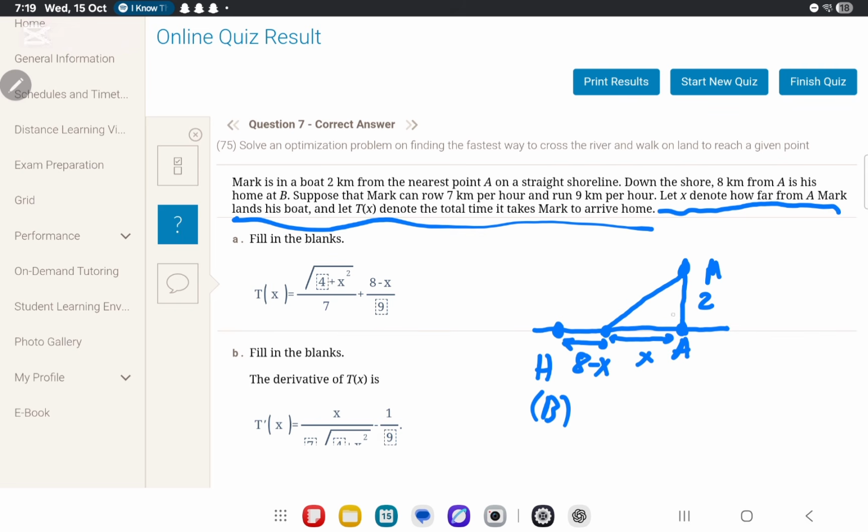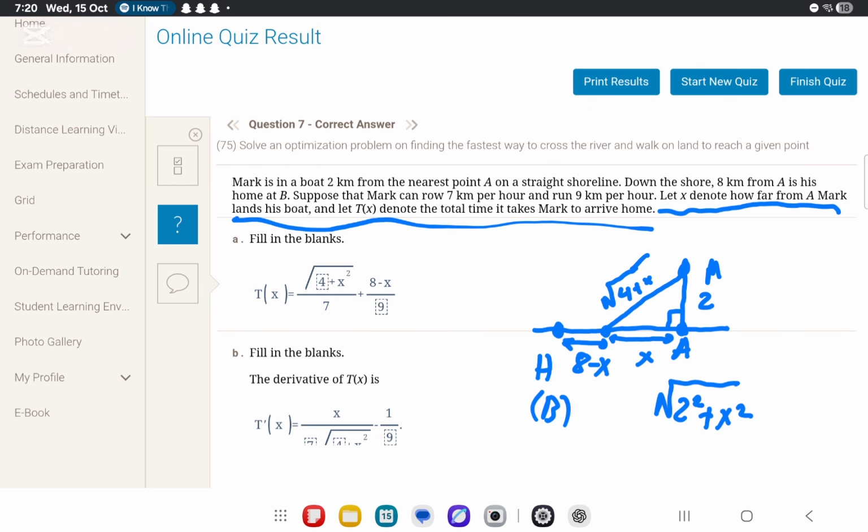So this is obviously a right triangle. Doing Pythagoras, you're going to get radical 2 squared plus X squared, so radical 4 plus X squared. This is my hypotenuse. Now that we know this, it is very, very easy. We're just going to have to find T of X. So how to do this? It's not that hard. You just need to focus. So please focus.